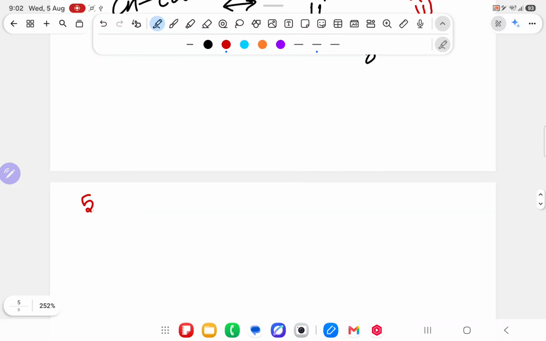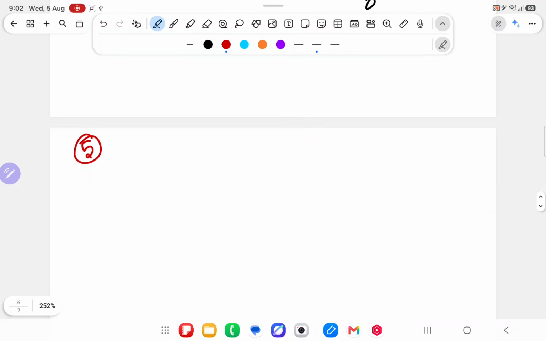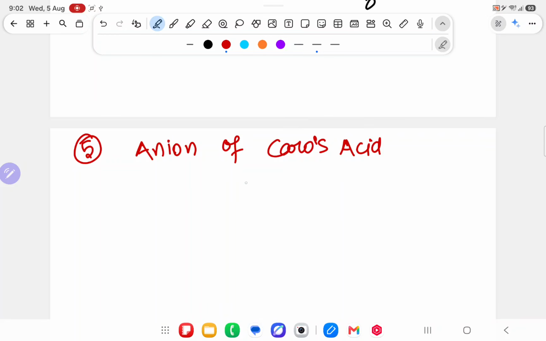Fifth example. The fifth example is a fixed example. I am saying fixed. More than that is not coming. Anion of Caro's acid, Caro's acid. Sir, we have to learn it? Yes, definitely. And it is very important.